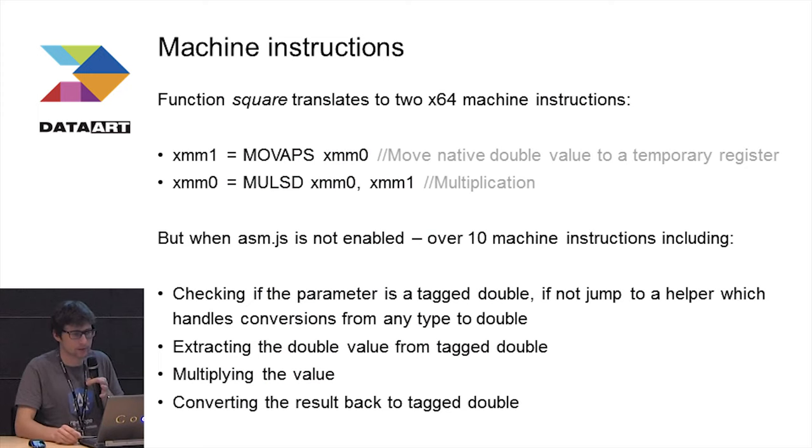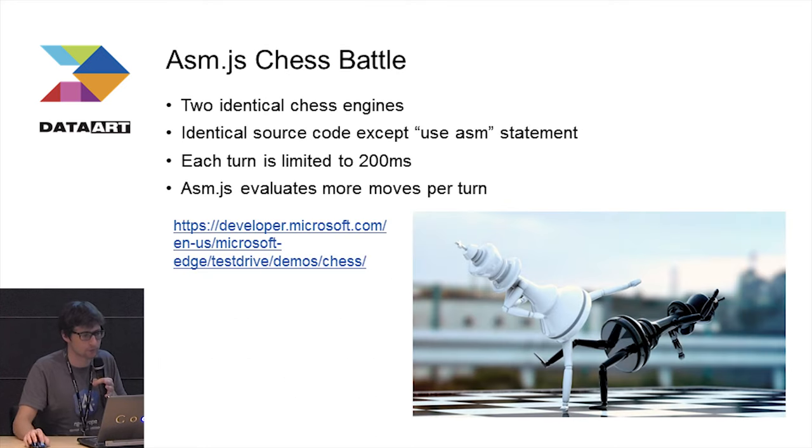So why is it so fast? Let's take a look at our function square. If the browser is able to compile the asm.js function square, it translates to just two machine instructions: take the value and put it in a temporary register in the processor, and do a simple operation, multiplication, here. But when JavaScript doesn't understand this asm.js syntax, it does over 10 machine instructions. For example, it needs to do type checking. If it doesn't get the expected type, it needs to convert it, and if it's a tagged value, it needs to extract it, do some calculations, and then convert back. So it's lots of machine instructions. That's why it's not as fast as asm.js.